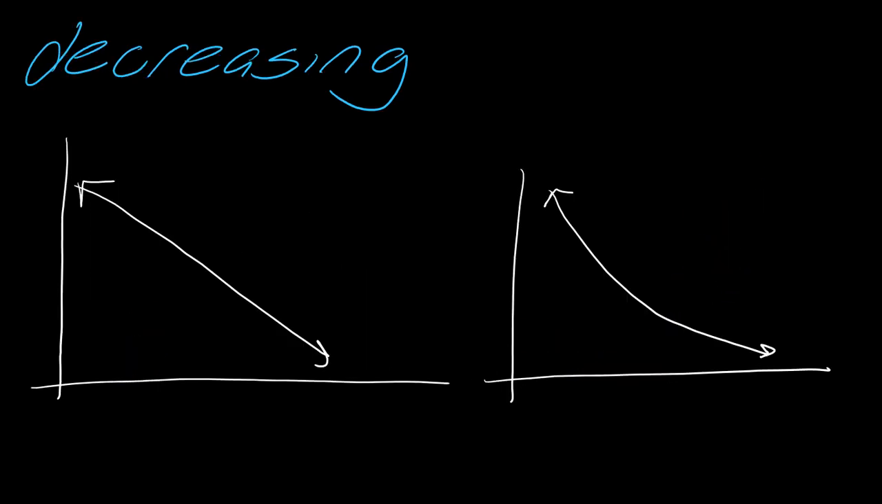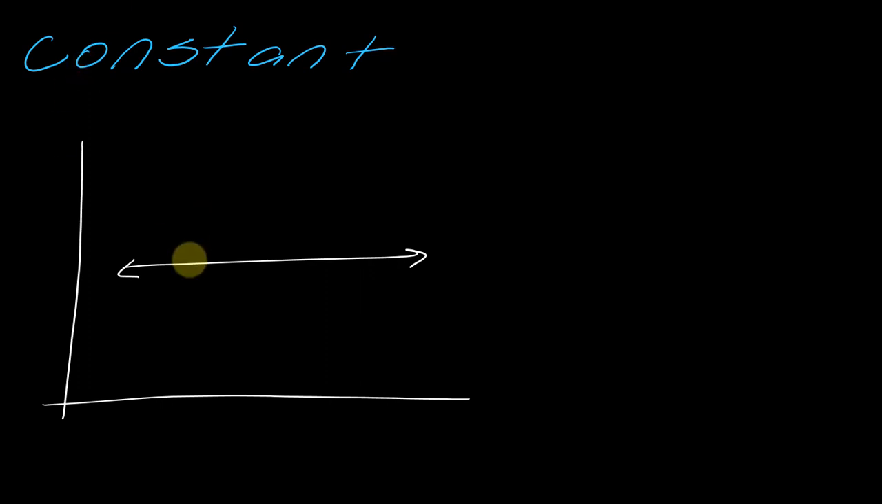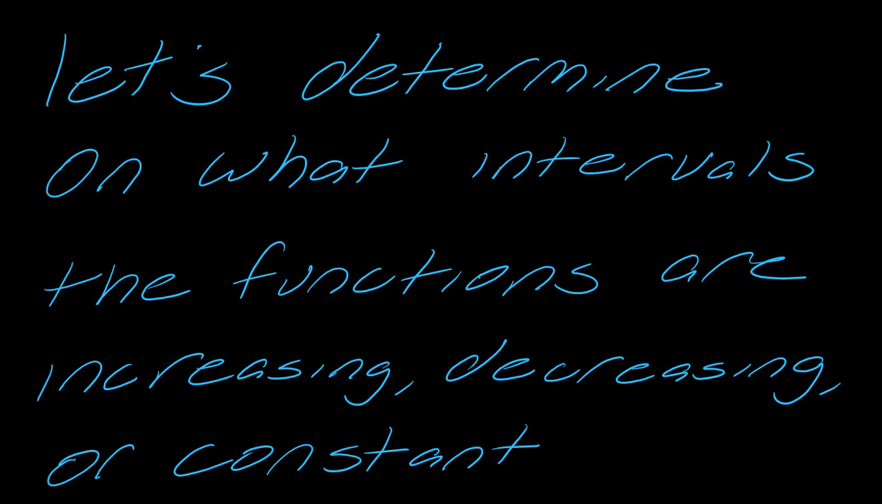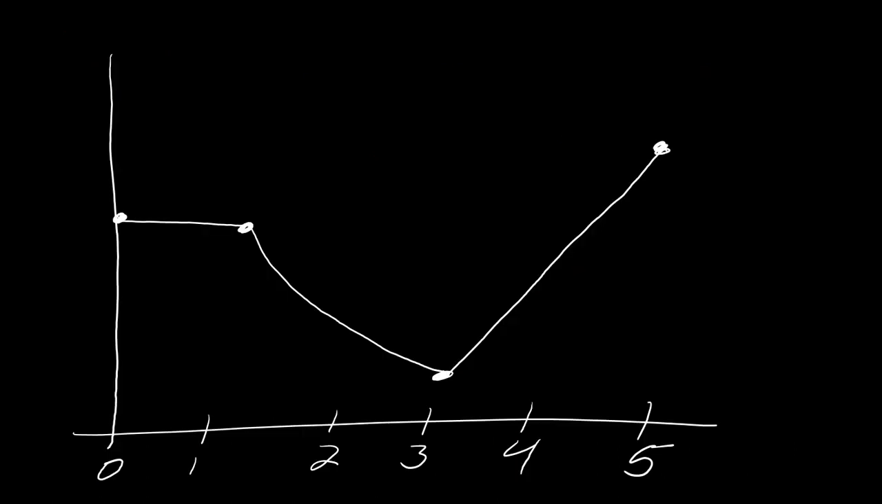Same for decreasing, but with a constant function, it actually is just going to be a straight line. So there's nothing to really think about with that. So I just want to practice this idea of increasing and decreasing for a moment, just to help you wrap your head around it. I've got a couple of examples here that we can work through, and we just want to determine where they're increasing, decreasing, and constant.